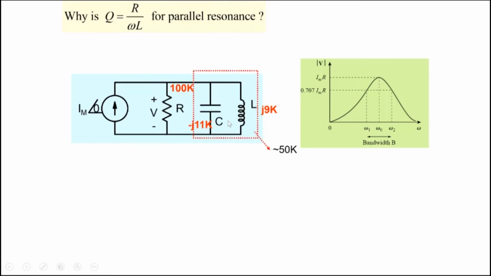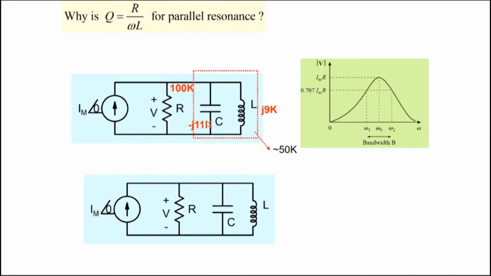So this is together, they will have an impedance of j9 and j11, so you can calculate what the impedance will be here. And at resonance, of course, the two of them will exactly cancel each other, so you'll simply get 100K, right?